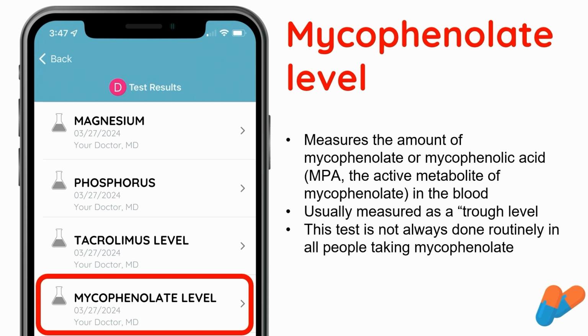I'd say this test is not done routinely in all people taking mycophenolate. Most patients are going to be placed on a standard dose, and we would be monitoring the drug levels indirectly by following the patient in clinic. If there was any concern that the dose was too high or too low, though, or maybe it has an interaction with another medicine, then your transplant team may check this level. So I just mentioned it, but the idea behind the level would be very similar to what we talked about for the Tacrolimus.